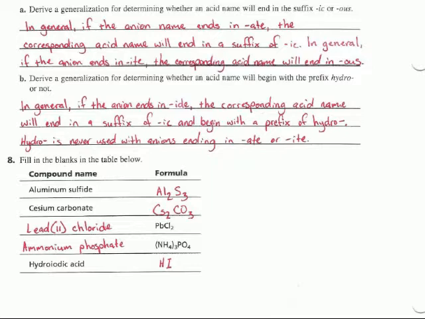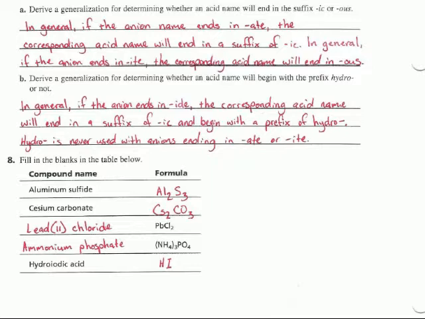Cesium carbonate. I have to search the periodic table for the polyatomic ion called carbonate. It says it's CO3 on my polyatomic ion sheet. It also says that carbonate has a charge of -2. So I need a total of 2 plus charges in order to balance that out.